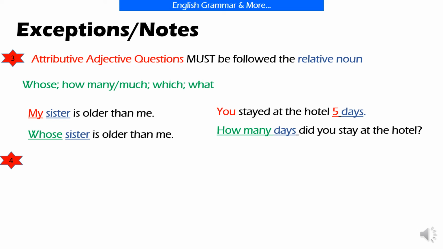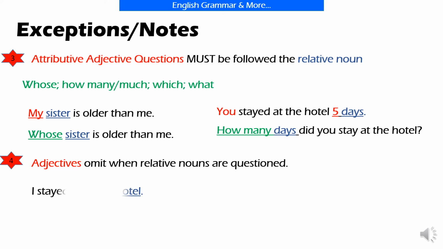And likewise, because an attributive adjective cannot be in a sentence independent of the noun that it's attributed to, when we ask a question to that noun, the adjective immediately drops out of the sentence in the special question. Let's see a few examples.